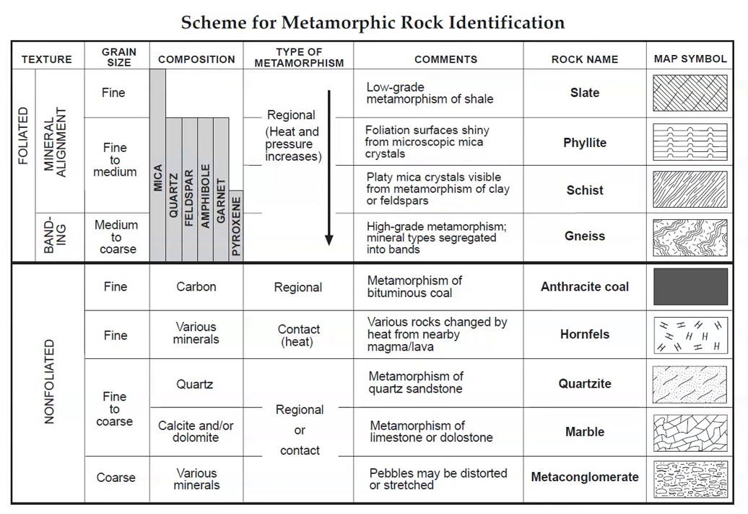Comments will tell you what the original rock was. So for example, if we look at anthracite coal, in the comments it tells us it's a metamorphism of bituminous coal. Quartzite is a metamorphism of quartz sandstone. Marble is a metamorphism of limestone or dolostone. And so if you're looking for what was the rock before it was metamorphosed, you want to check the comments section. And of course, rock name is straightforward.